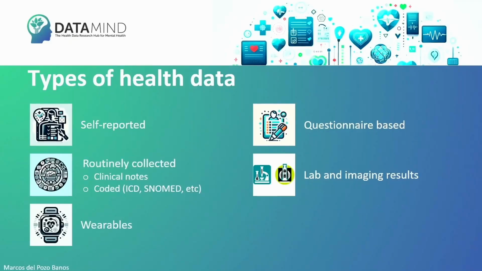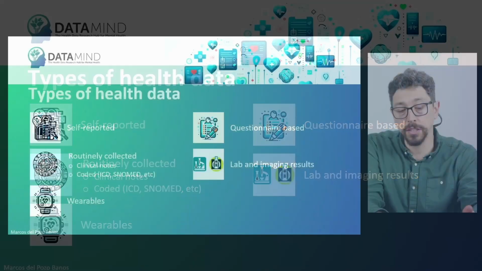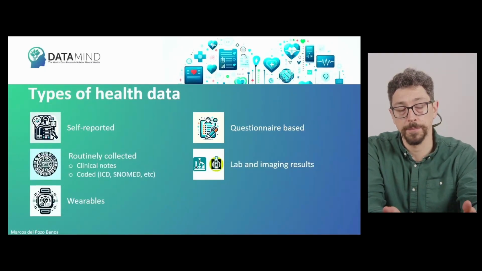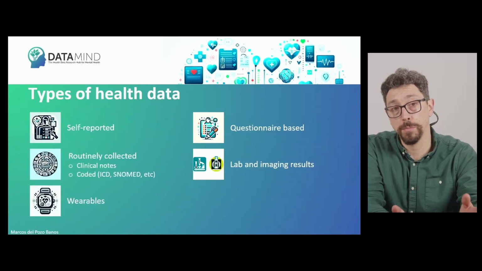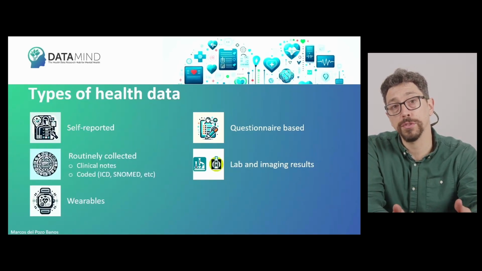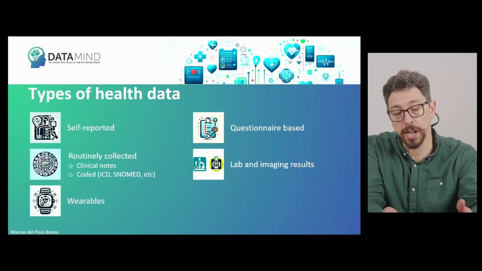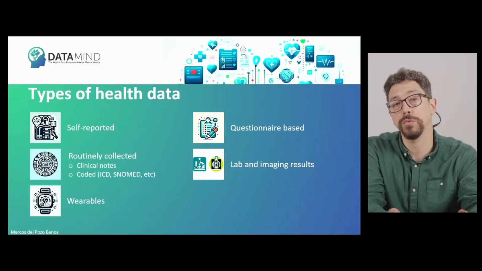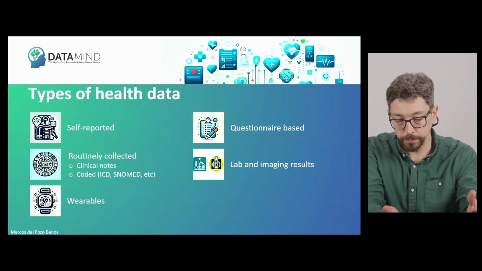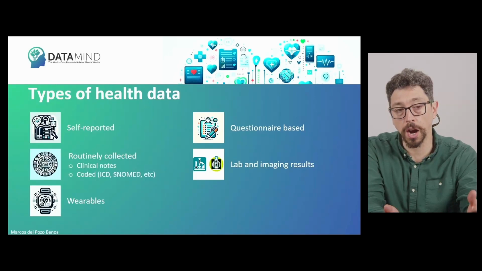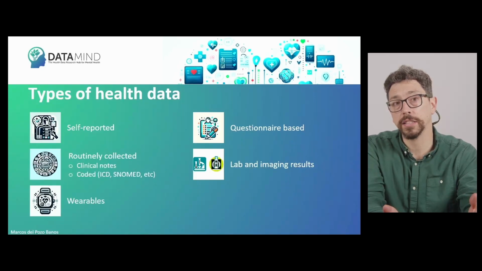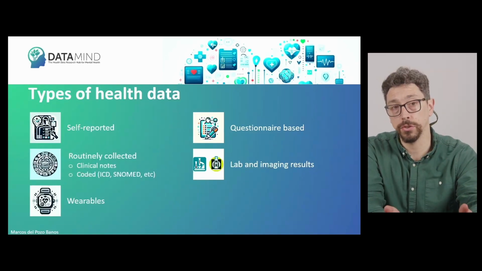In healthcare, we can encounter many different types of data. We can find self-reported data, often recorded through questionnaires. These have been the data typically used in research and in mental health, and it's still very useful in mental health, particularly when we talk about constructs that are subjective by nature, like how do I feel today.